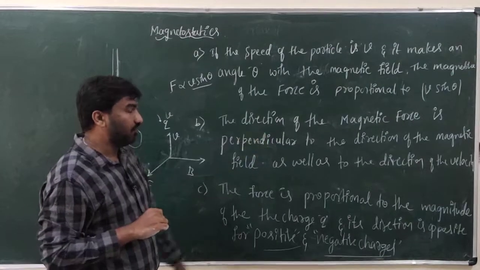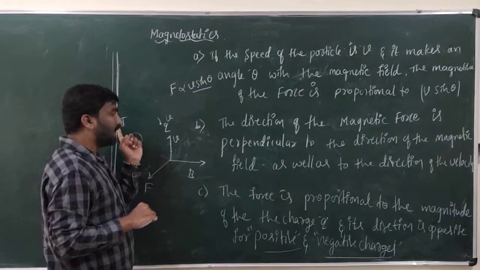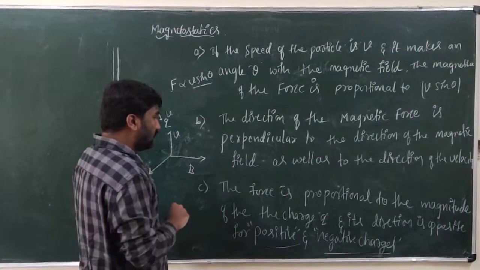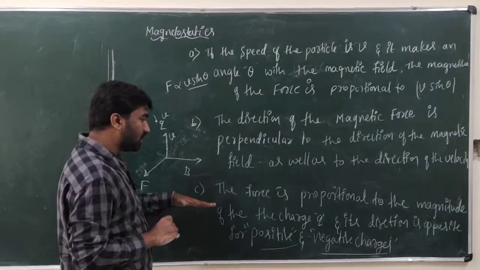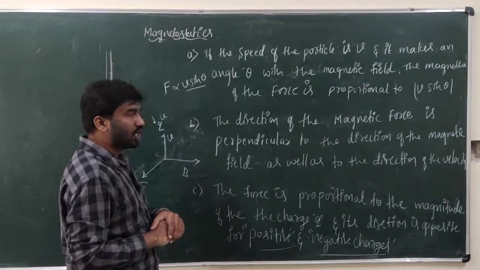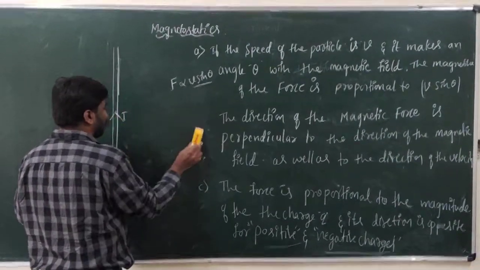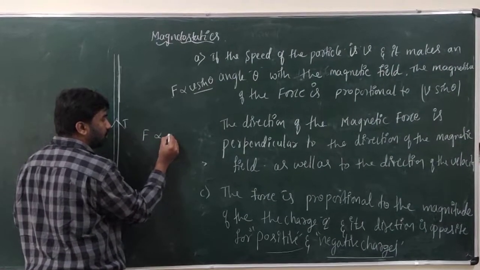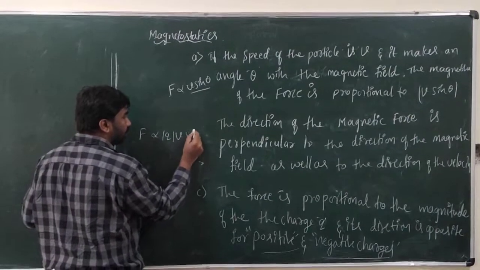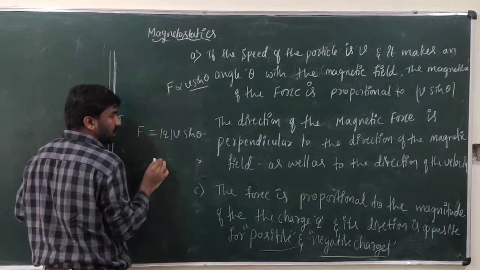So the direction of the magnetic force is always perpendicular to the direction of the magnetic field produced by this current wire and also to the velocity of the charge, this test charge. The force is also directly proportional to the magnitude of the charge q, times v sine theta. We can write this as F equals q v sine theta.